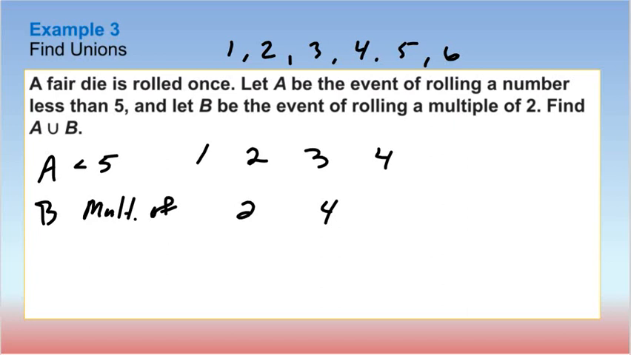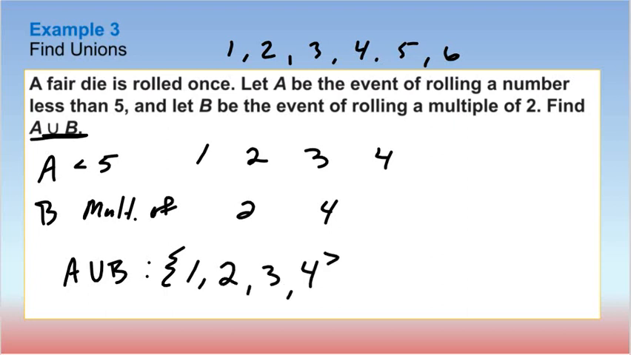So this one's finding the union of them. So the union would be, I have to list all of them. So 1, 2, 3, and 4. And there's also multiple of 2 is also 6. So I have to include 6 here.